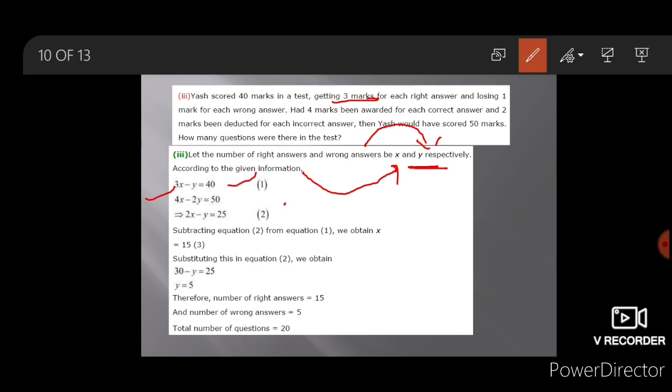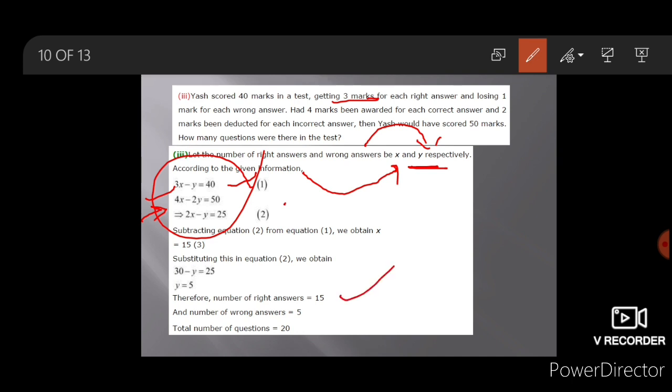Had 4 marks been awarded, it means that the examiner is giving a conditional statement: if 4 marks were awarded for each right answer and 2 marks deducted for each wrong answer, then Yash would get 50 marks. It means that our next statement is 4x minus 2y is equal to 50. Now we have these two equations; solve them and get our answer.